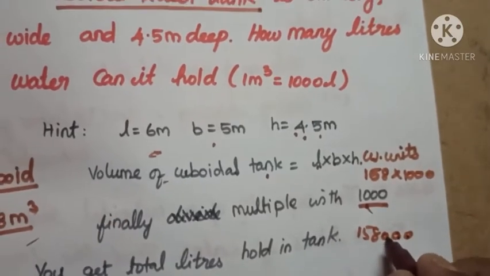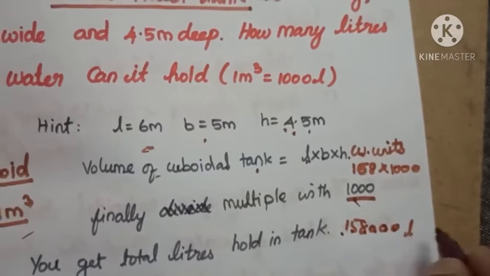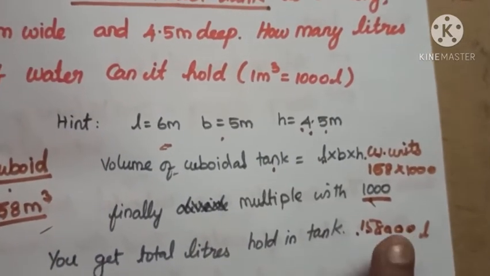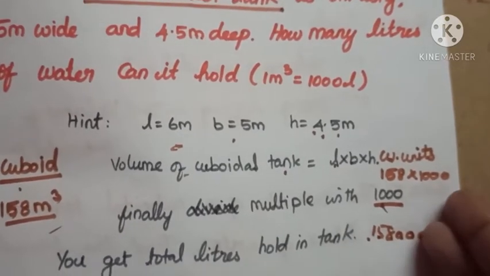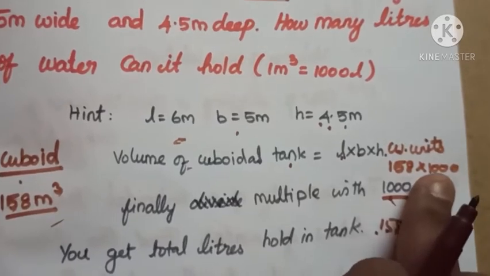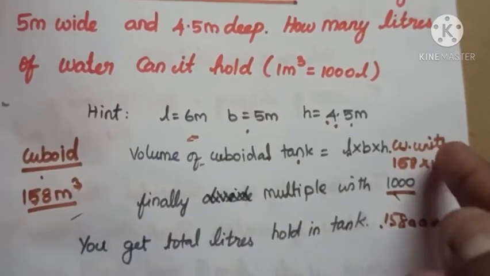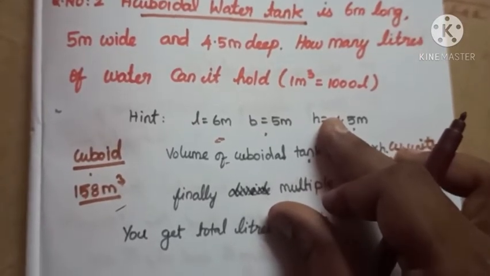Ones, tens, hundreds, thousands, ten thousands, lakhs. That means 1,58,000 liters can hold it. So it is just an example; this is not the correct answer. I will inform you how you change meter cube to liter. Simply you multiply with 1000, it converts meter cube to liter. So this second question you do as homework in your homework book.